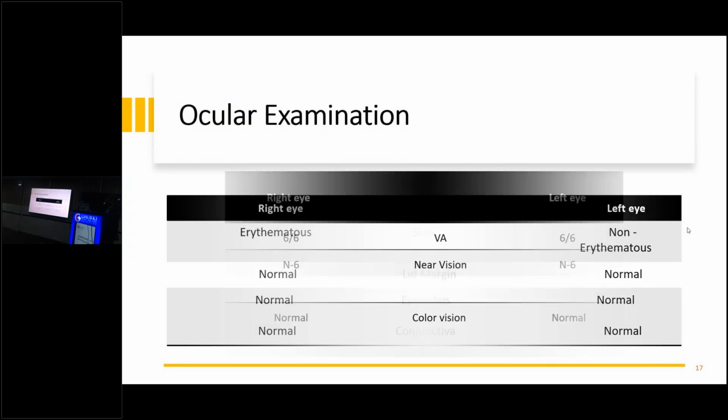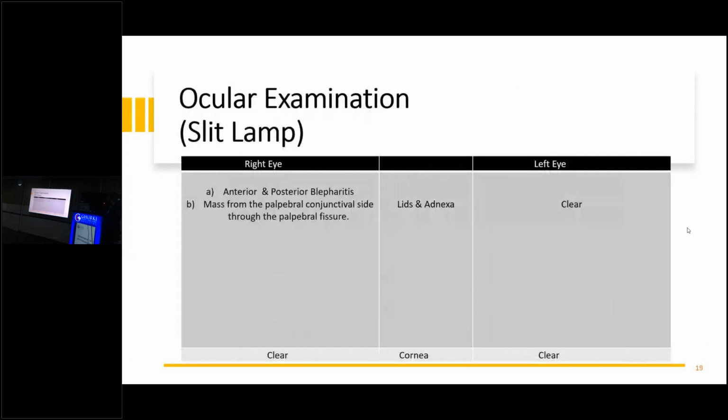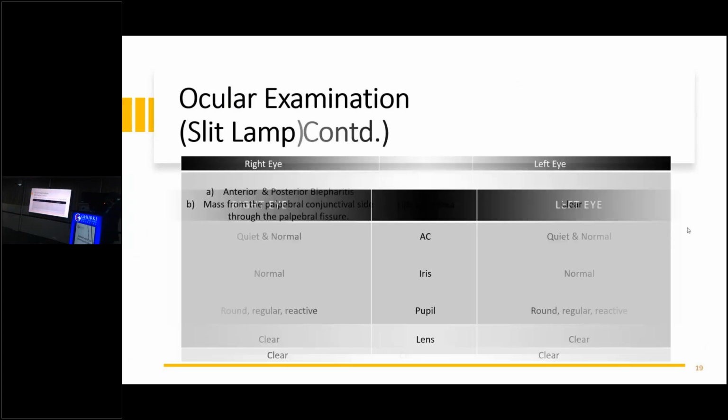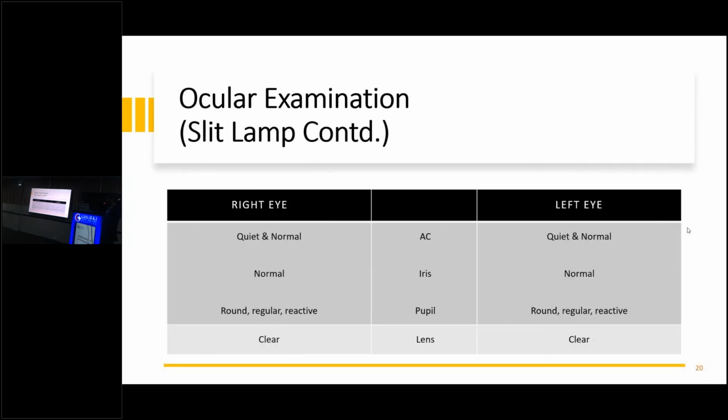Similarly, the vision of the patient was normal. Coming on to the slit lamp examination, there were findings of anterior and posterior blepharitis in the right eye, as well as a mass protruding from the right eye from the palpebral conjunctival side through the palpebral fissure. Other than that, the slit lamp examination was normal. You can see that the AC, iris, pupils, and lens were all normal.